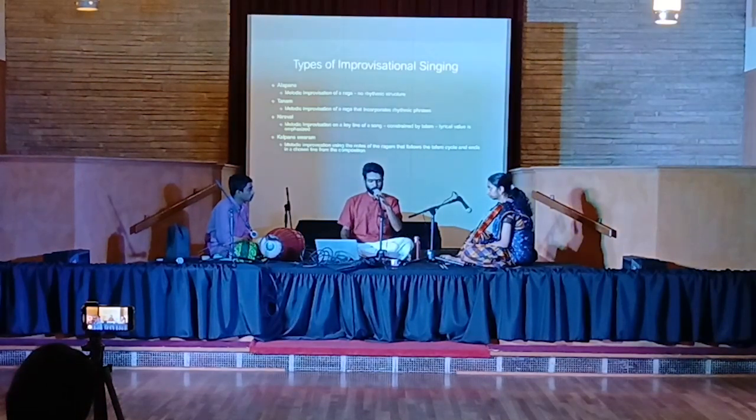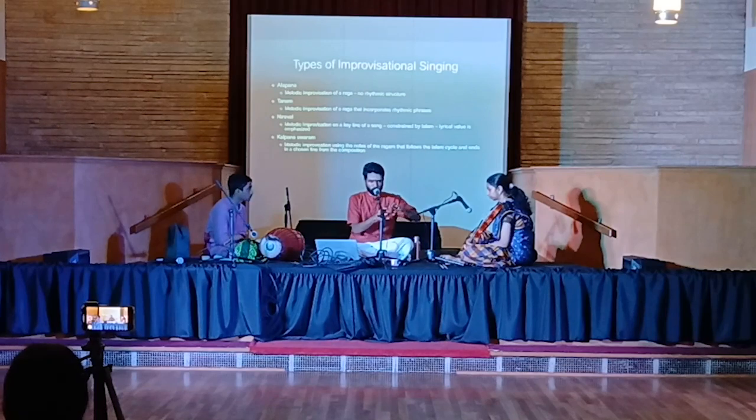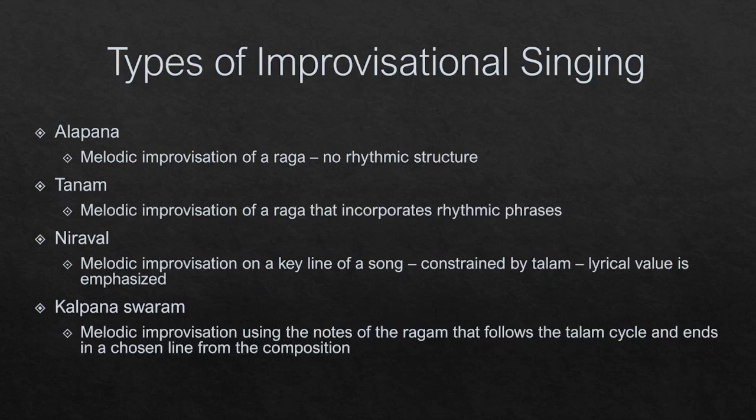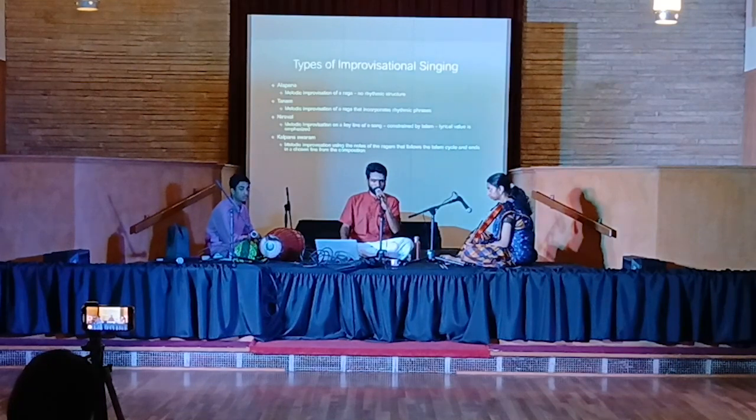The other type of thing, which is in between something with no rhythmic aspect and something with full rhythmic aspect, is called tanam. Tanam is seen in pieces called ragamalikas. This is where they take a song, which is not really a full drawn-out song, just one line, and they will do a lot of improvisations on it. They'll first sing an alapana, then they'll sing a tanam.